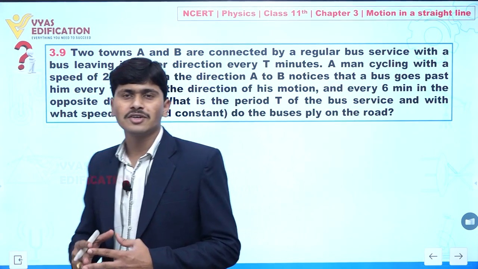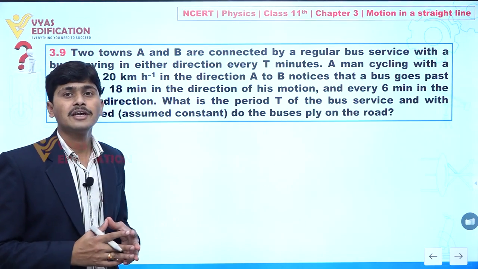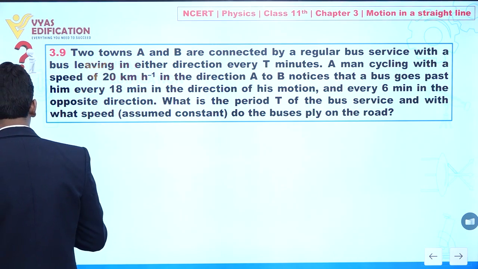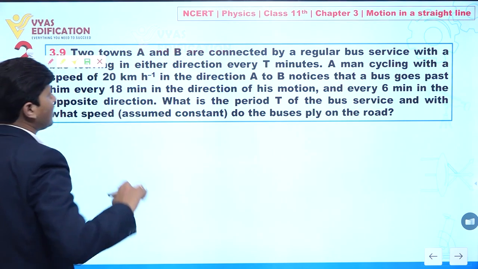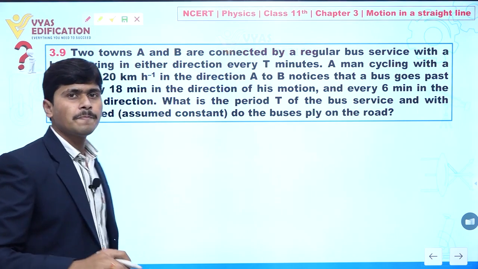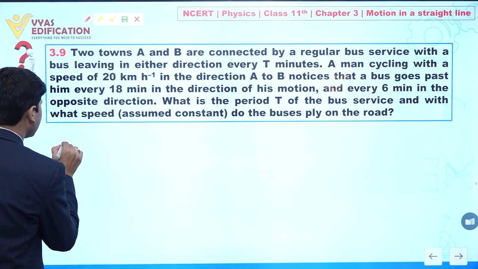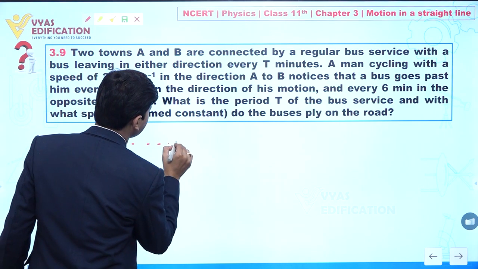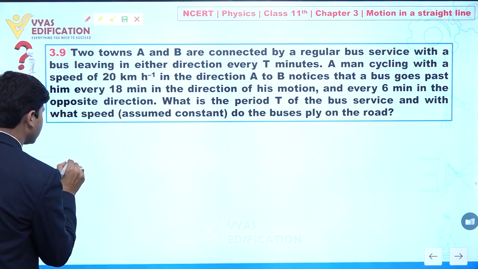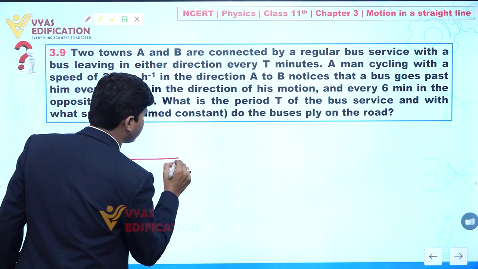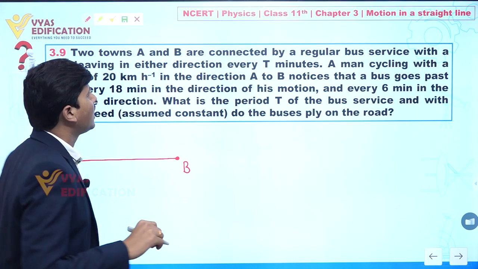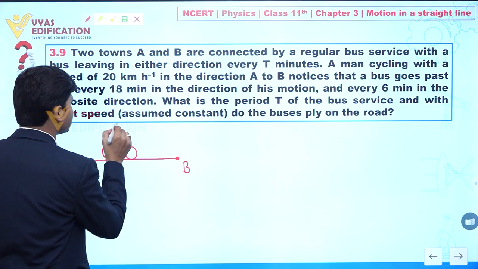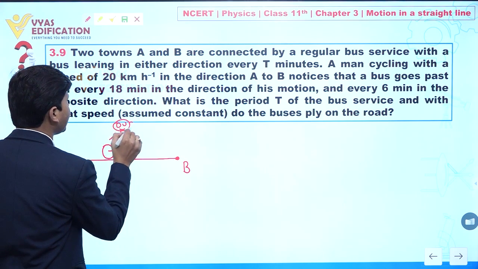Clear? So this is the question that is given to you, and my dear students, this is a very important question. Clear? And a very good question. So now listen carefully. Let us first analyze the given situation. Let's suppose here we have town A, and let's suppose here we have town B. Let's suppose a person is moving on a cycle.